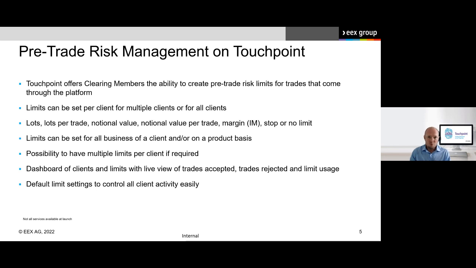Limits can be set for all business on a per client basis, or you could have it on a product basis, or you could have a combination of the two, and you can have as many limits as you need per client. So if you want to have just a very broad brush control, that's quick and easy to do. If you really want to set up a very granular system for individual clients, then that functionality is there as well. So the amount of limits and the level of complexity really is up to the users to define.